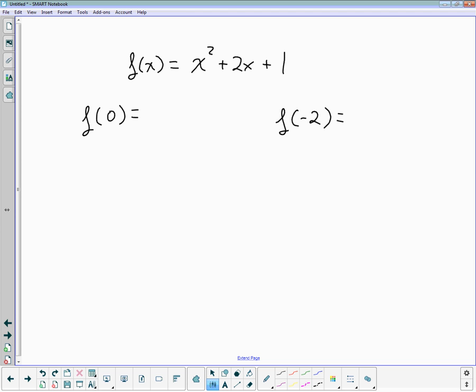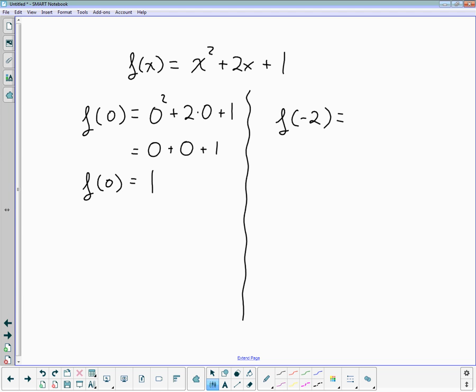So these are two different problems, both using the same function. Okay, Brad, what did you get for the first one? Nice. You got 1. Because you did 0 squared plus 2 times 0 plus 1, right? 0 squared is 0, plus 0 plus 1 is 1, right? So for this function, if I give it a 0, it spits out a 1.